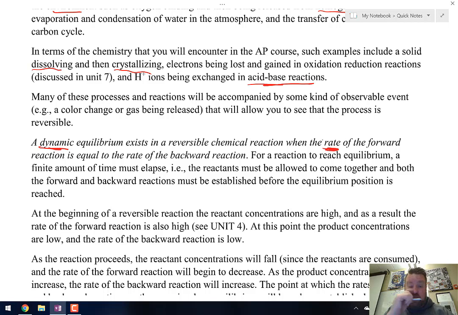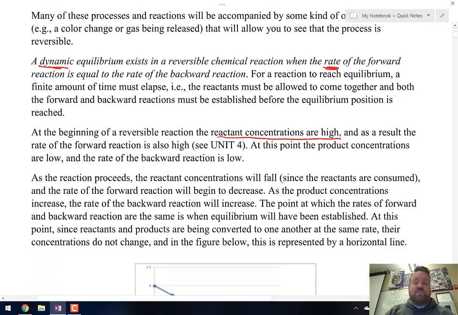So we know that at the beginning of a reaction, the reactant concentrations are usually very high. A lot of times, most of the time, there's no product at all when you start a reaction. Sometimes with equilibrium you can have product, but in general, at the beginning, the reactant concentrations are high, and so the rate is also high. Again, we learned that in Unit 4. At this point, the product concentrations are low, usually 0, and there is no backward reaction at all, or if there is, it's very, very low.